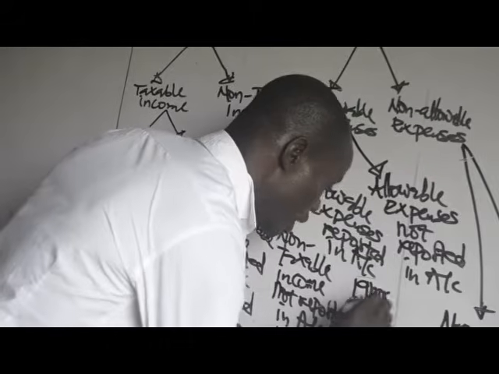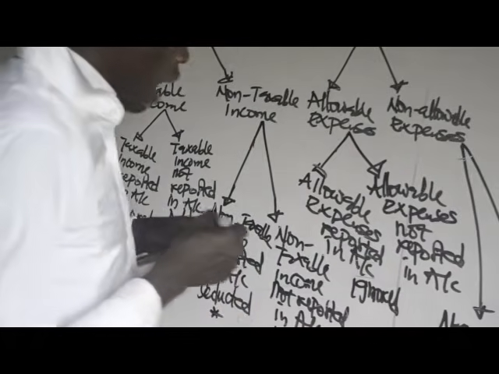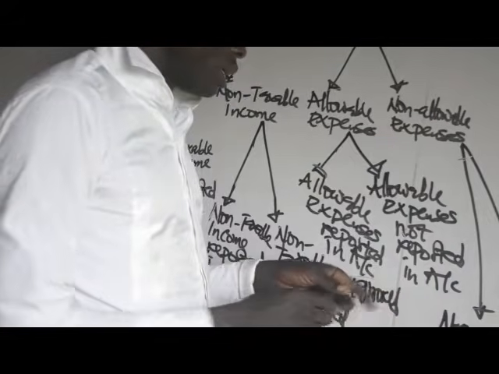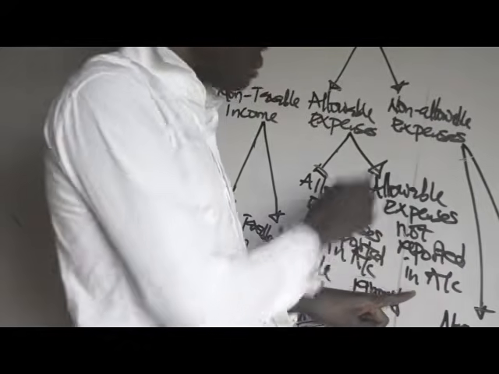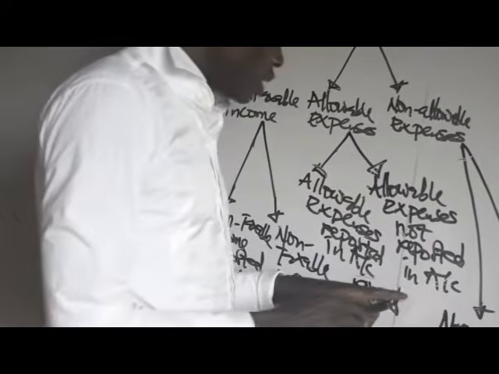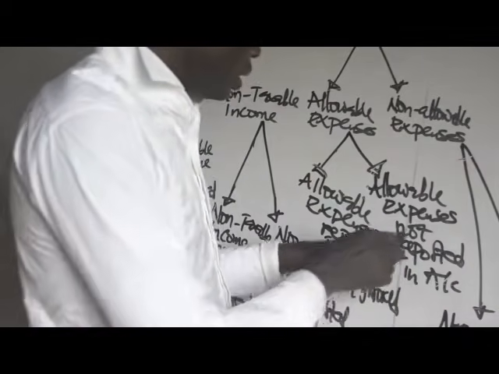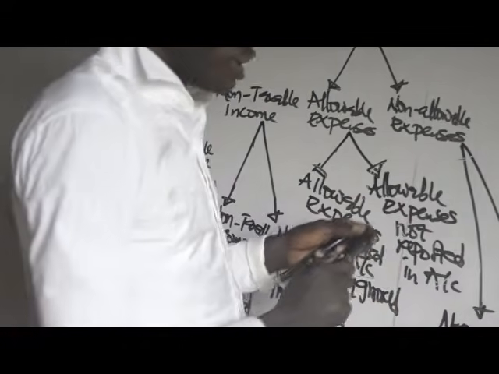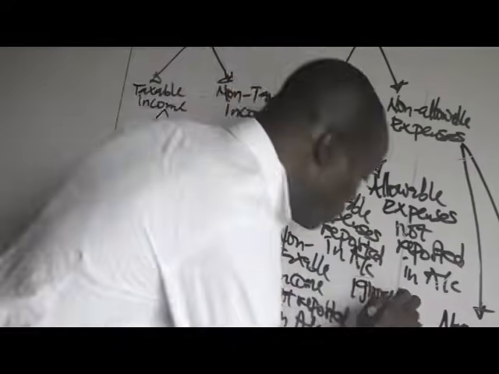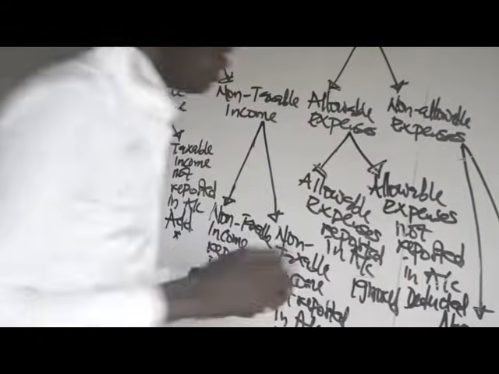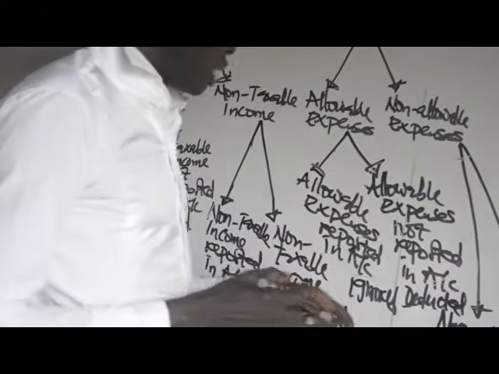So we also have allowable expenses not reported in the account. These expenses are admissible for deduction in accordance with the tax law or tax provisions, and they have not been charged in arriving at the net profit figure. Since they have not been charged, this should be deducted. It should be deducted when you are computing your adjusted profit.